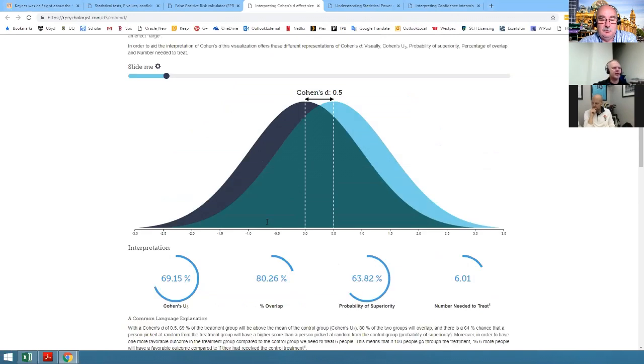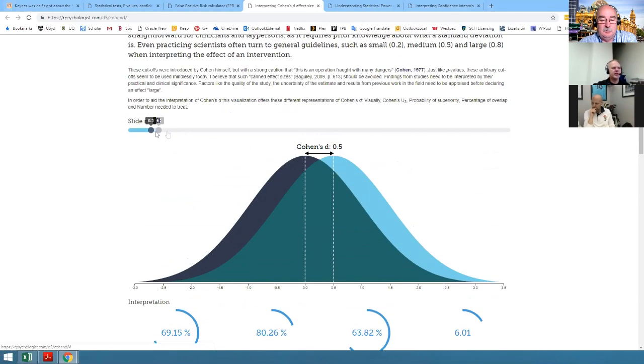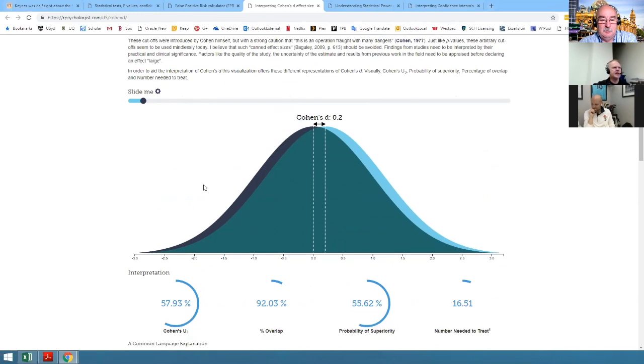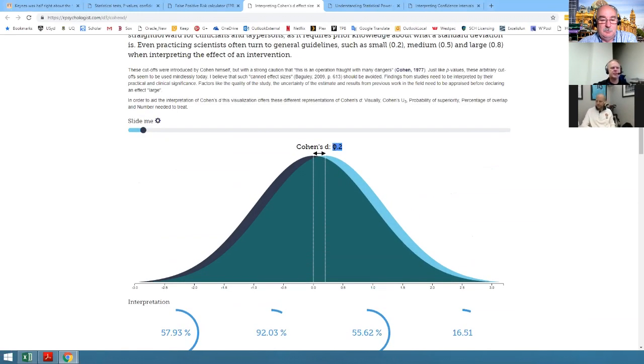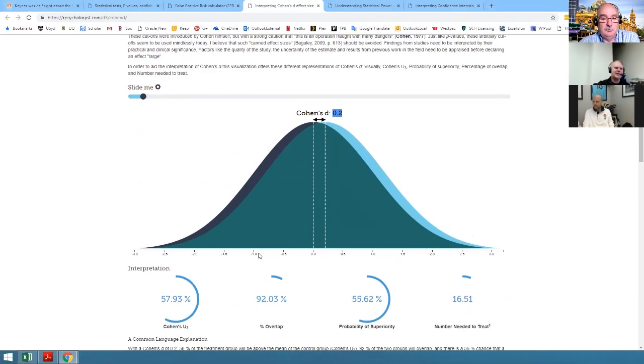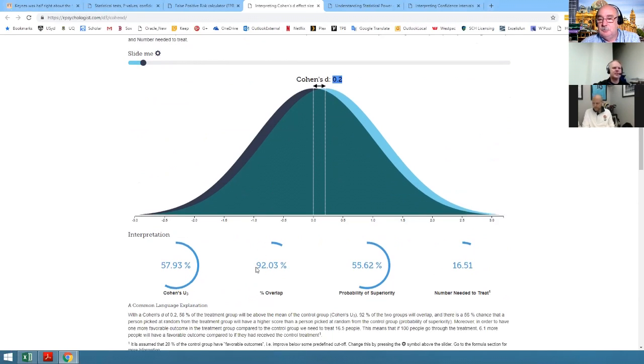But you can play around with this effect size, drop in the one for the study that you've just seen. And this is why I'm saying, maybe with the small effect size that people suggest, where they say forget about p-values, just go for a 0.2. Geez, at 0.2, 92% of the groups overlap. Only 57% of our treatment group is better than the other group. We're only 55% sure that this is better than the other one. And we need to do this for 16 or 17 people before we can say that's better.